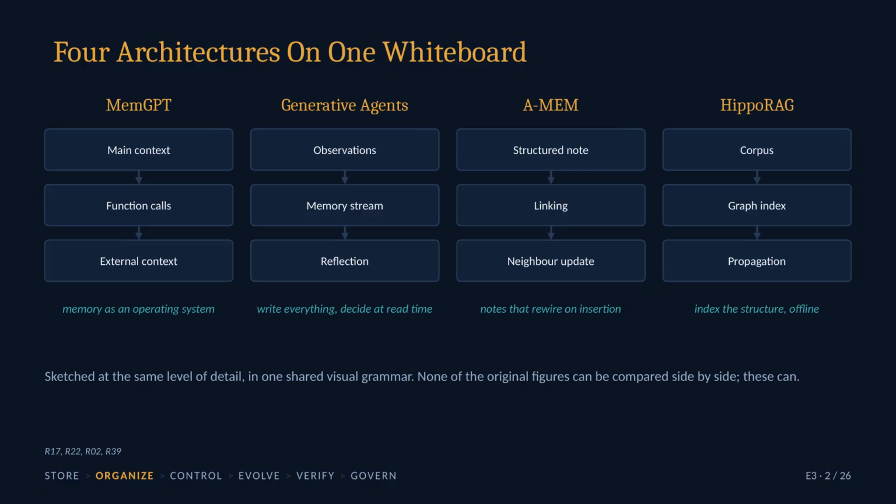MemGPT treats memory as an operating system. Generative agents write everything and decide at read time. A-MEM keeps notes that rewire themselves on insertion. HippoRAG indexes the structure of a corpus, offline.